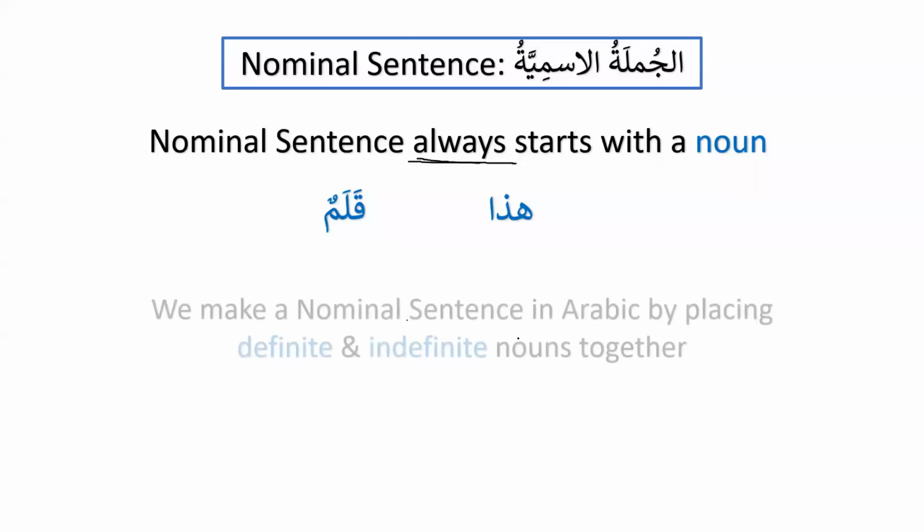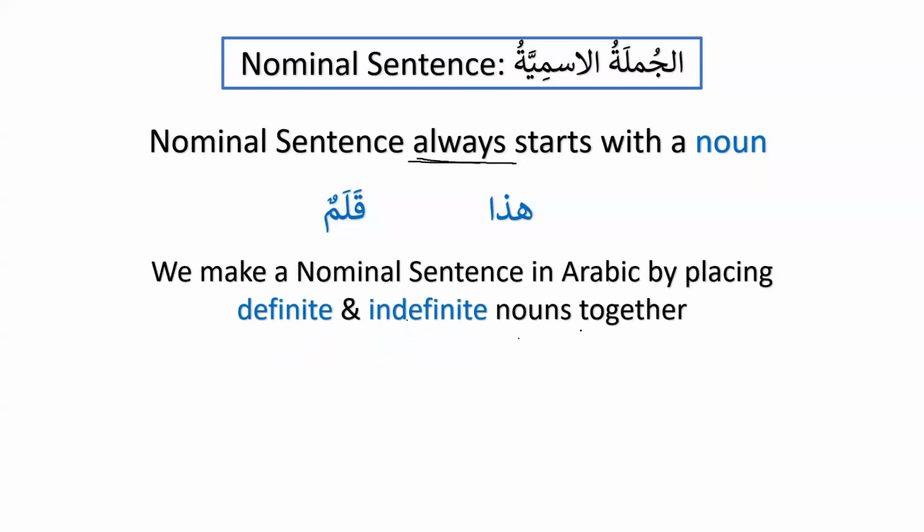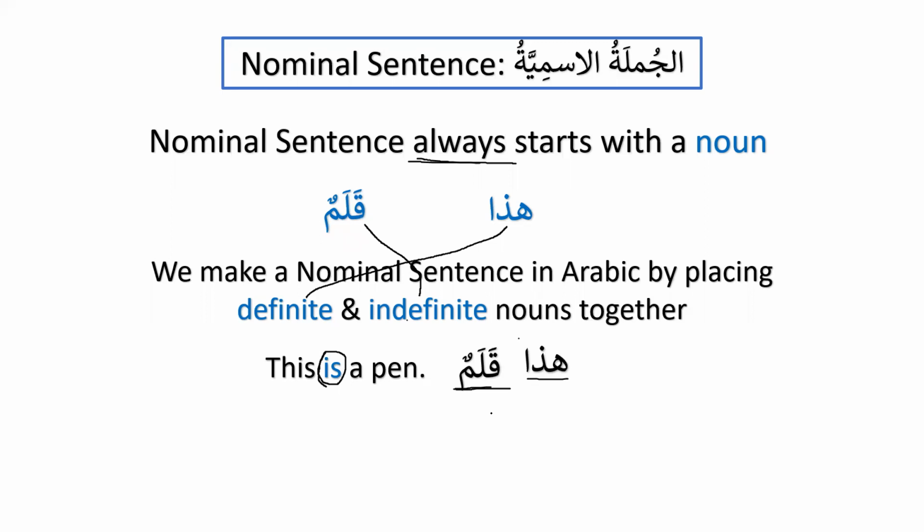So what we will do now, we can make a nominal sentence by placing definite and indefinite nouns together. When we put a definite and an indefinite noun together, now we will get a complete sentence. So hada is definite, qalamun is indefinite, and this is a pen. Now, how do we get the meaning of is? And how do we get a complete sentence? By putting two nouns together. But what kind of two nouns? We must have a definite noun and an indefinite noun. And when we put them together, it becomes a complete sentence.